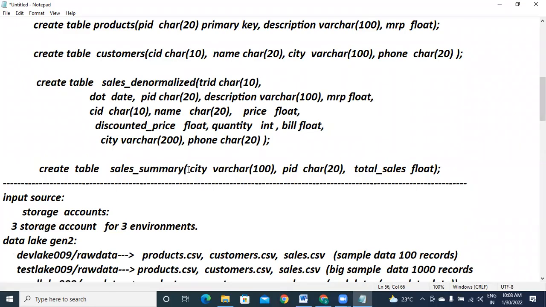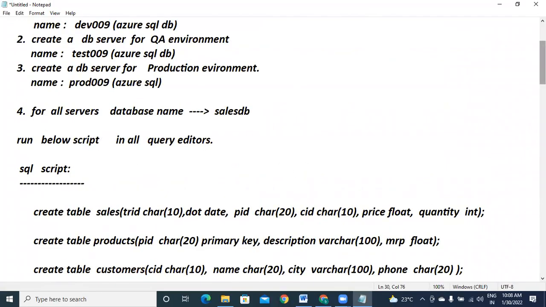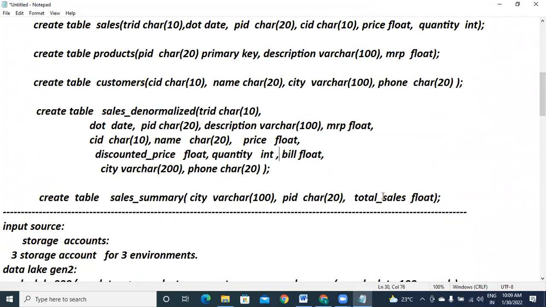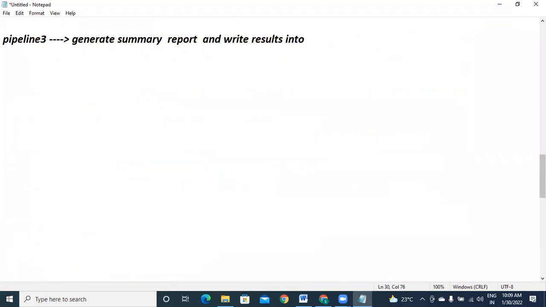Within this, I want 3 fields. From which city, for which product, how much business is done. Got it. Sales_summary table. Okay. Next.